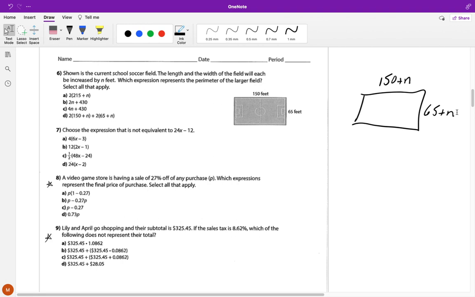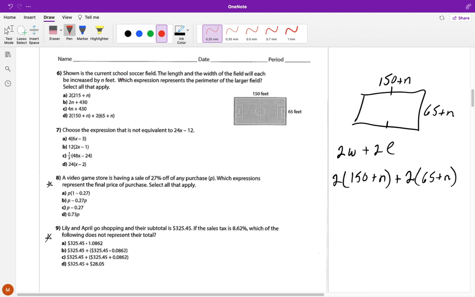And for this, if we're talking about the perimeter, well, we know that we can just add up all of the sides of our rectangle, or we have the formula of 2w plus 2l. So 2 times our width plus 2 times our length. Because if I'm adding these two sides here, they're the same. So instead of adding the same thing twice, we can just multiply it by 2. So I know I can represent it by 2 times 150 plus n plus 2 times 65 plus n. So it does say select all that apply. So here I know there is D. So D does have both of what we just wrote.